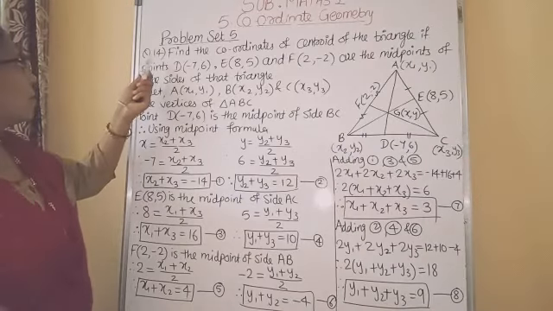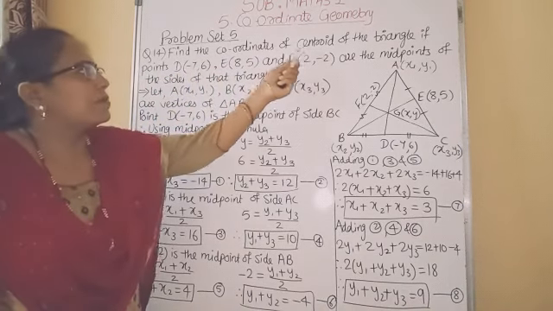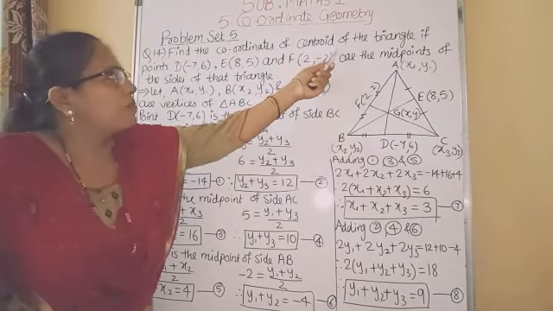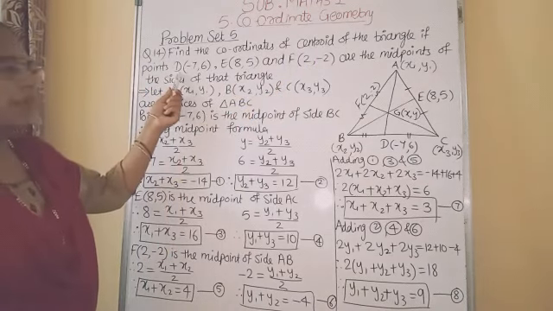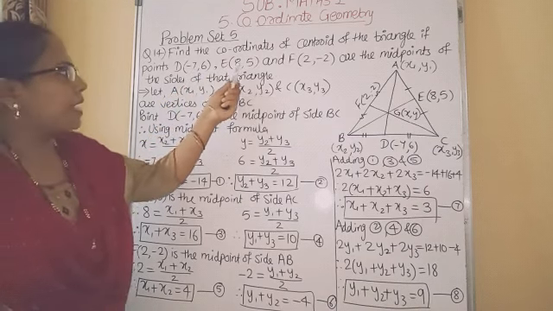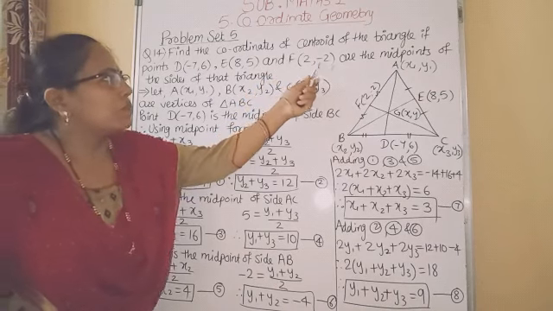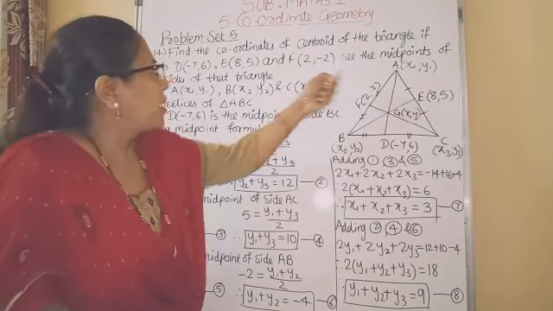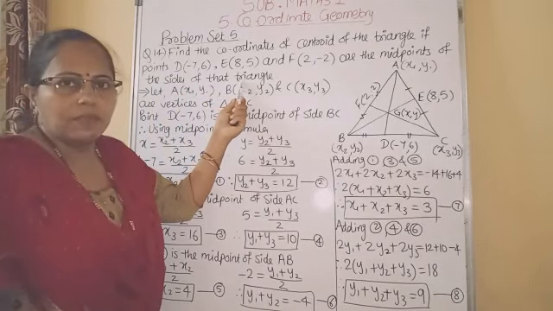Next, question number 14. Find the coordinates of the centroid of the triangle if the points D(-7, 6), E(8, 5) and F(2, -2) are the midpoints of the sides of the triangle.